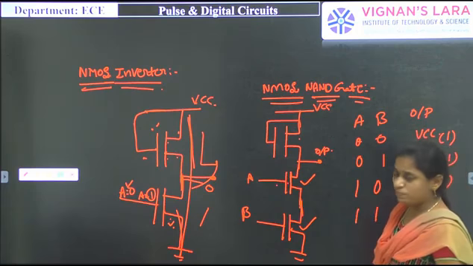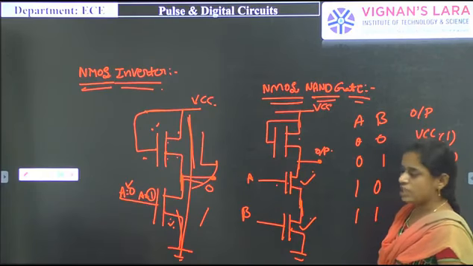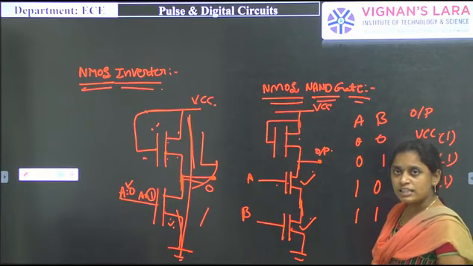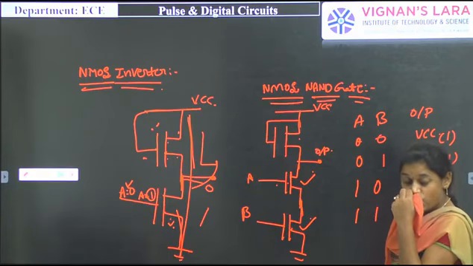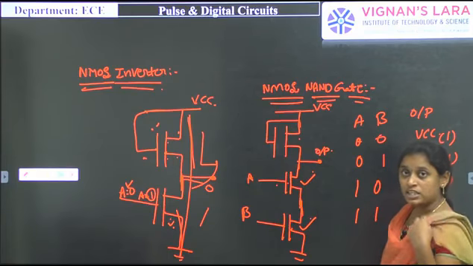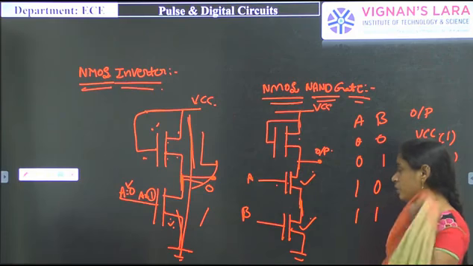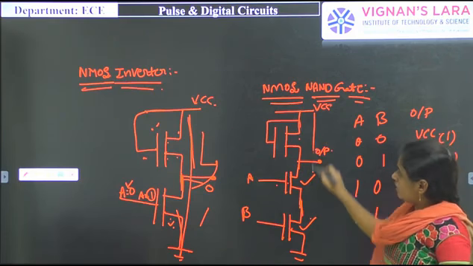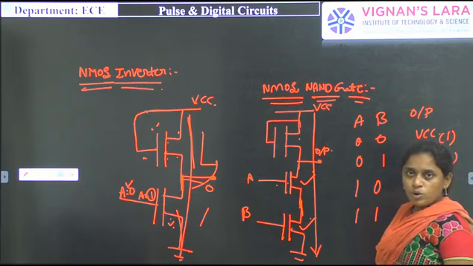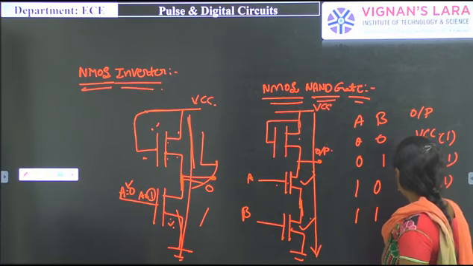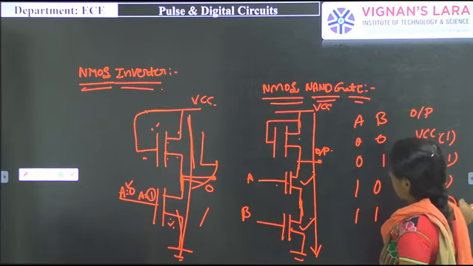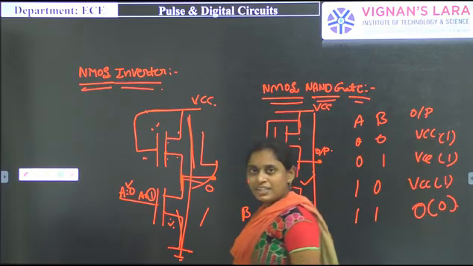So that is A and B both in the 1, 1 condition. Simply we have to say that both the transistors, that is MOSFETs, will be in on condition. So the VCC signal will reach the ground. That's why the output will be 0, that is logic 0. So this is the NMOS NAND gate.